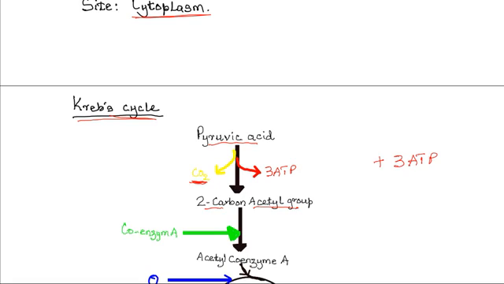So remember, the pyruvic acid has 3 carbon atoms. So when one is lost, only 2 are left. This process of removing carbon produces energy. And this energy is used to form 3 ATP molecules. So from one pyruvic acid, during its conversion into a 2-carbon acetyl group, 3 ATP molecules are released.